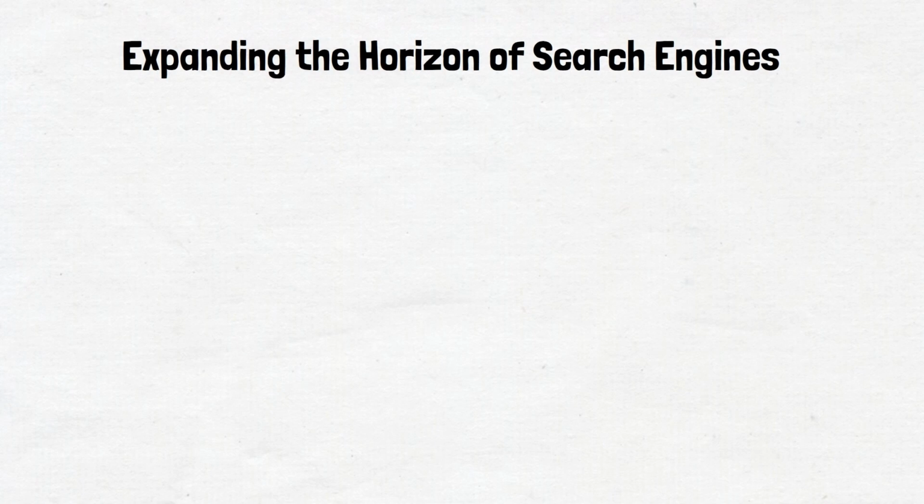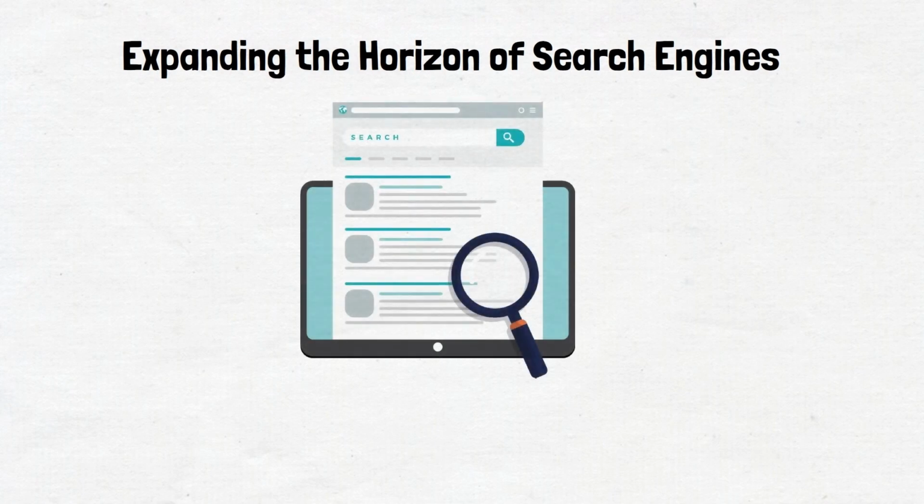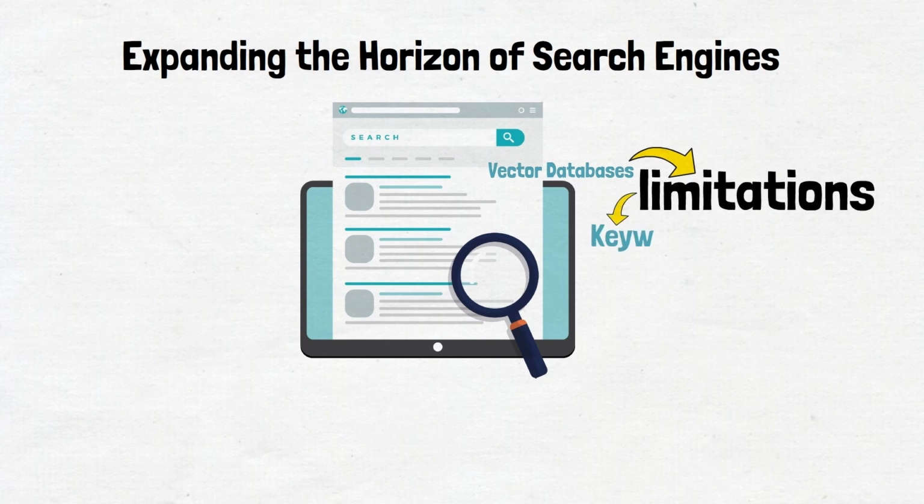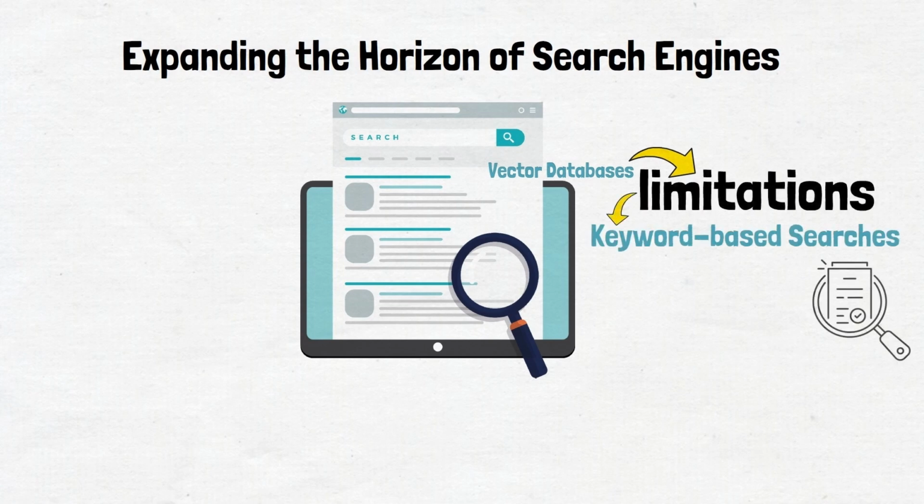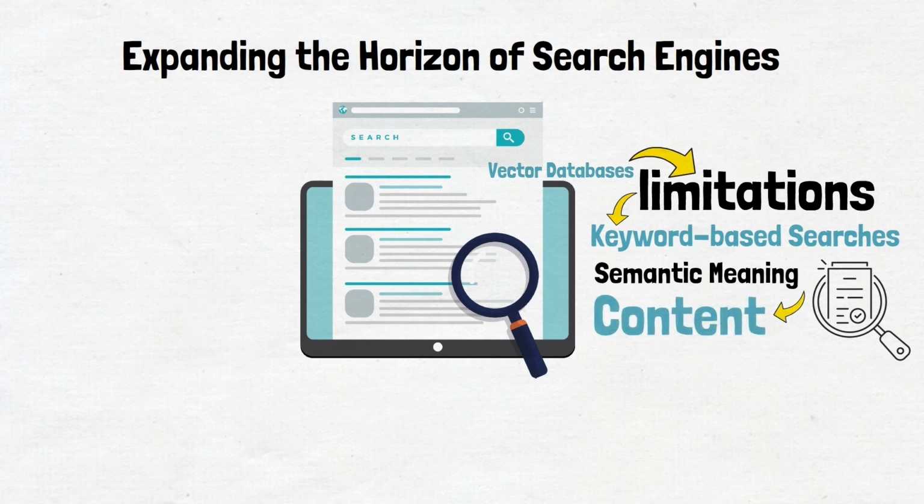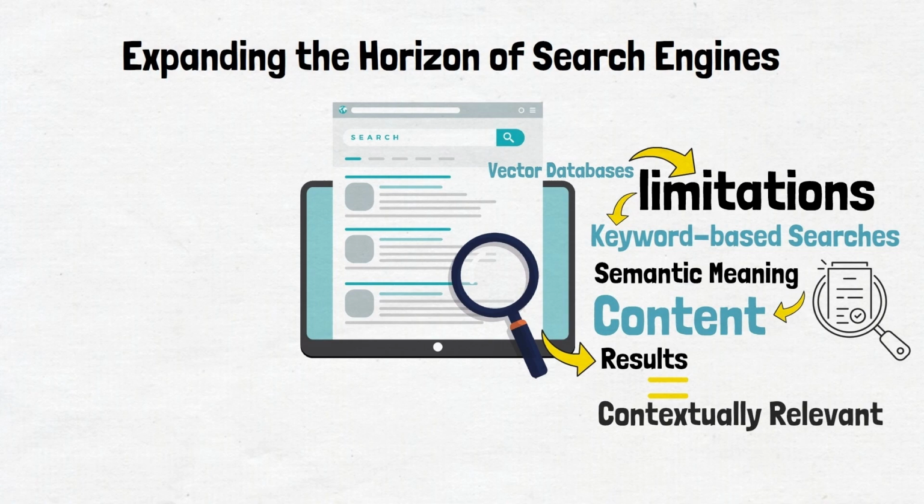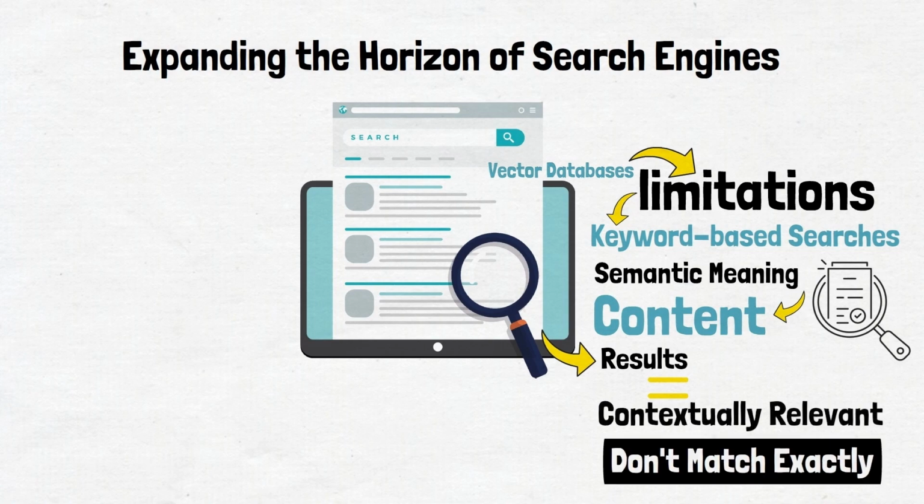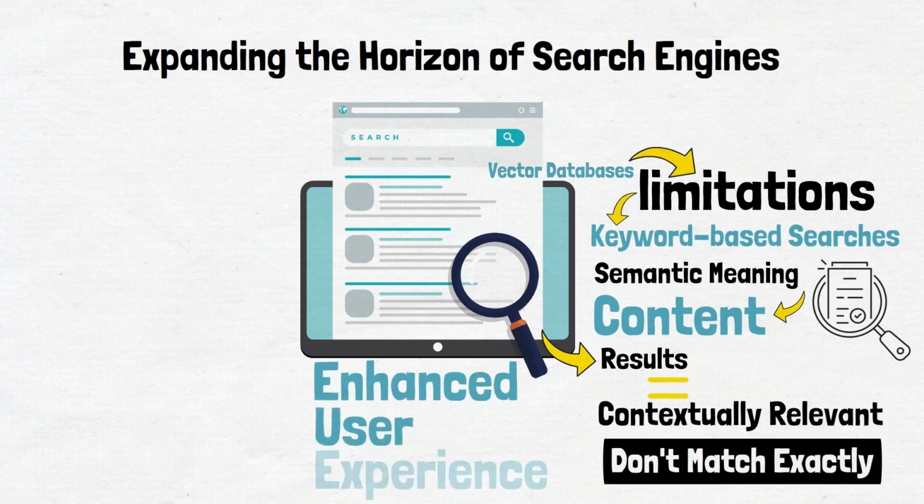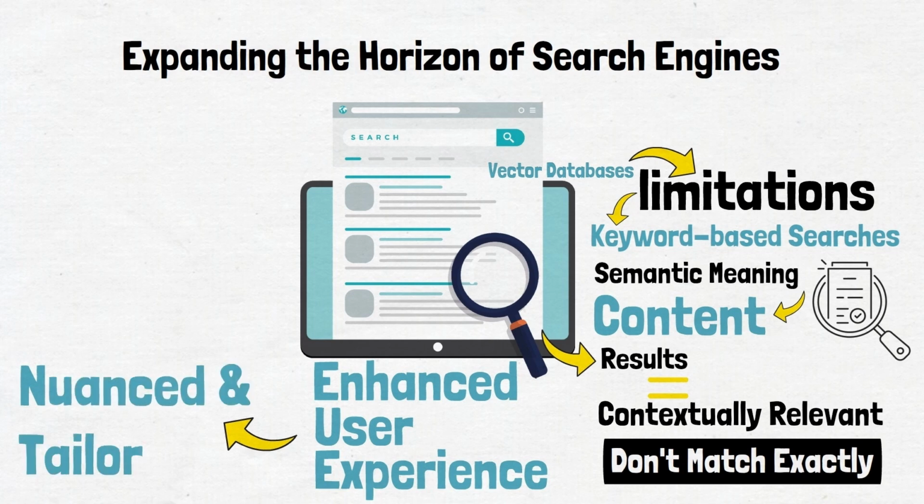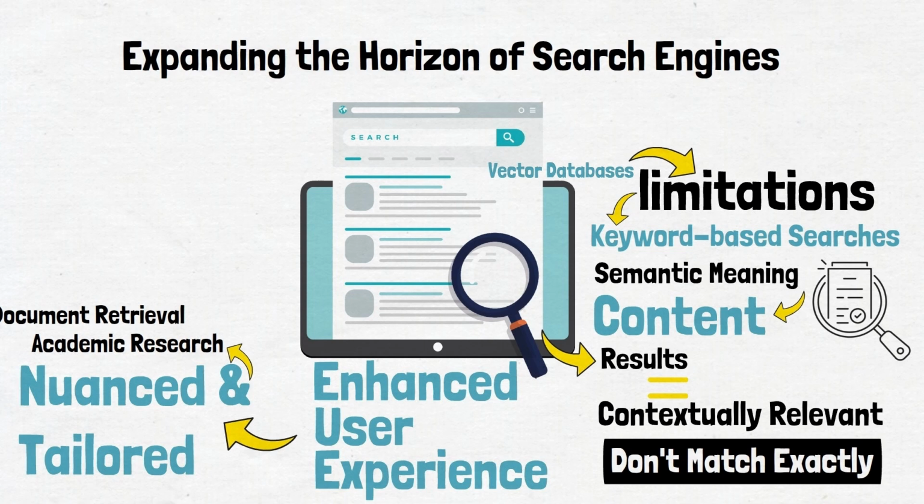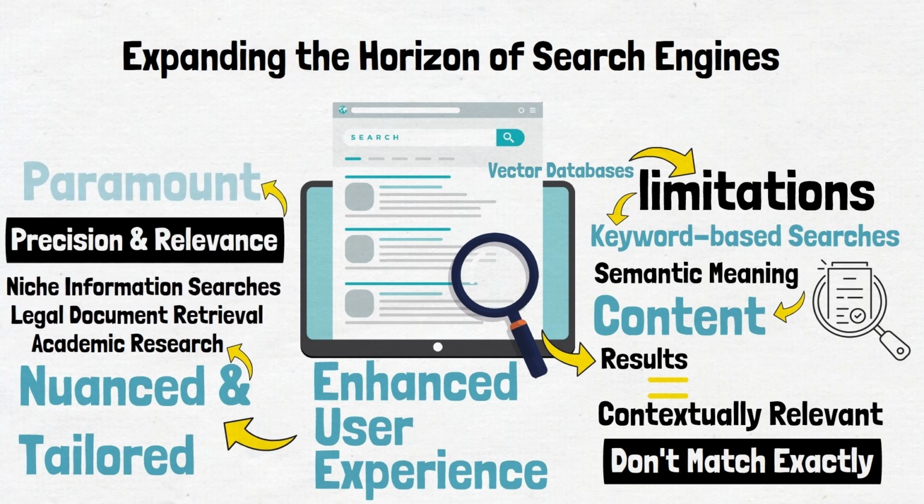Expanding the horizon of search engines. In the realm of search engines, vector databases have been instrumental in transcending the limitations of traditional keyword-based searches. By analyzing the semantic meaning embedded within the content, these databases enable search engines to offer results that are contextually relevant, even when the query terms do not match exactly. This approach enhances user experience by delivering more nuanced and tailored search outcomes, which are particularly beneficial in academic research, legal document retrieval, and niche information searches where precision and relevance are paramount.